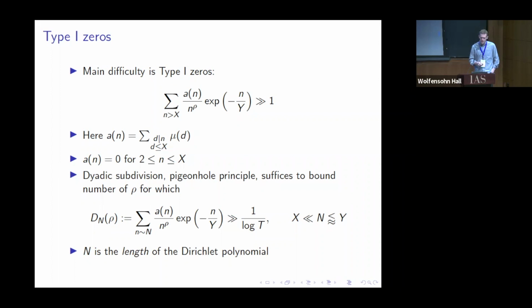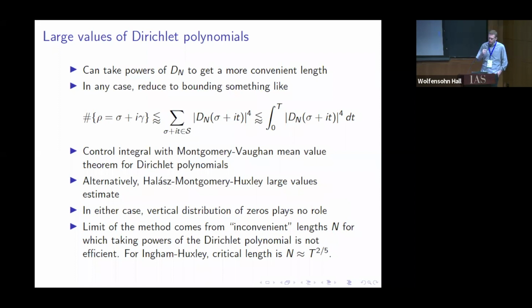Okay, so I have these Dirichlet polynomials. They're taking large values and they have some length. And a feature of these large value estimates for Dirichlet polynomials is that they're quite sensitive to the length of the Dirichlet polynomial. Okay. So what I could do is I could have this Dirichlet polynomial and I could take powers of it. If a Dirichlet polynomial has a large value, then the square of the Dirichlet polynomial will also be large at the same place. So I could take powers to maybe try and make the length something a little more convenient. In any case, whatever you do, you're going to end up looking at something like this.